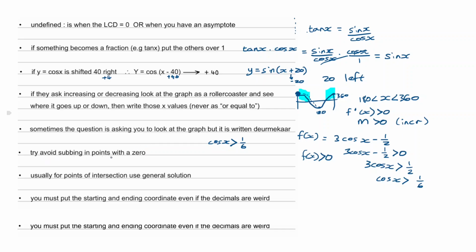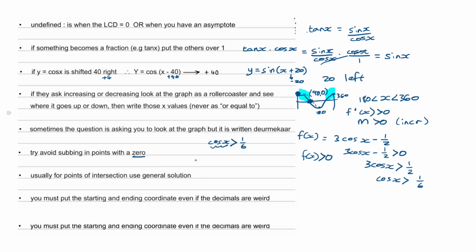Try avoid subbing points with a 0. It's not the end of the world, but sometimes if you sub in a coordinate like this, 90, 0, at times it can kind of wipe out the whole question, because you end up with this function equaling 0. So just look out for that. If you feel your question gets completely wiped out, you probably need to look for another point to sub in.